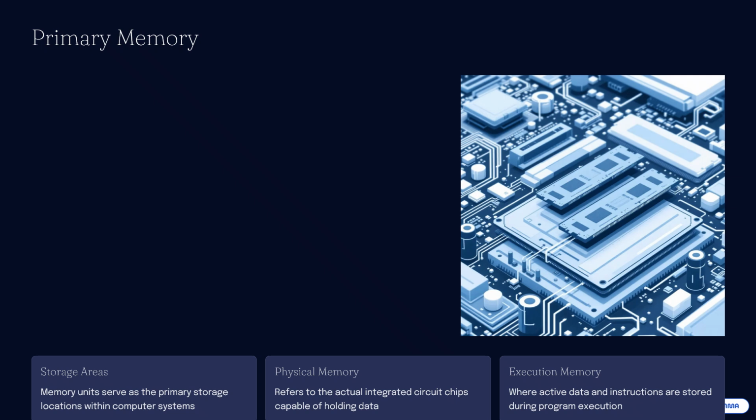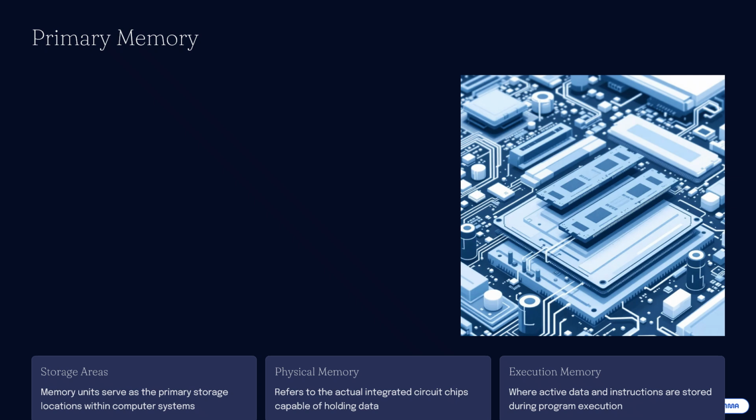The first type is the primary memory. Here the memory units are storage areas in the computer. The term memory usually refers to the main memory of the computer. The main memory is usually called physical memory, which refers to integrated circuit chips capable of holding the data and instructions. Primary memory is the memory where the data and instructions are stored during execution.